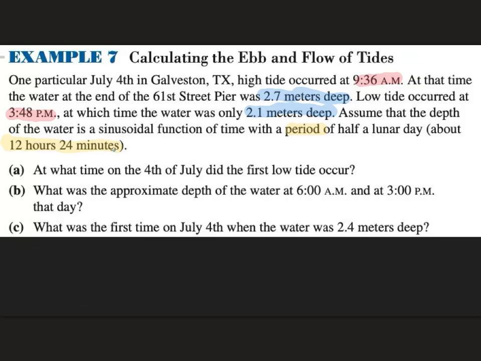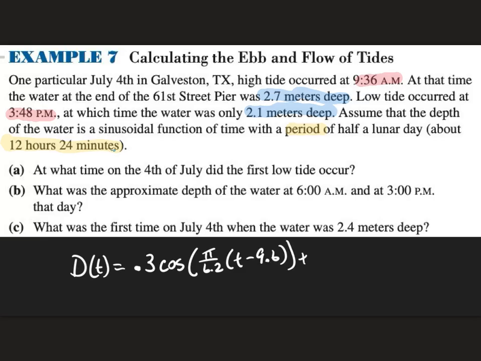So using the numbers from the previous page, our equation, depth as a function of time, is equal to our A, 0.3. We use the cosine function because we started with a high tide. Our B is pi over 6.2. The time minus 9.6 because it's a rightward shift. The high tide occurred at 9.6, but minus for the right shift, and then plus 2.4.